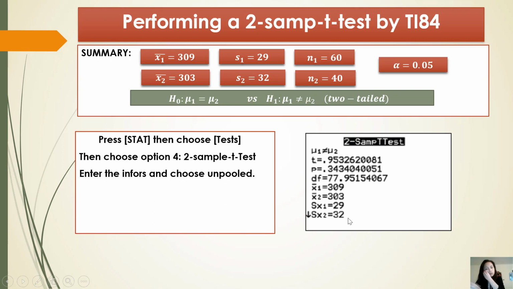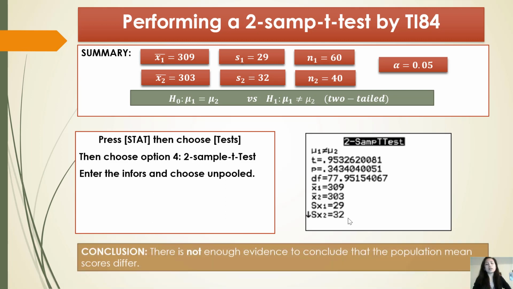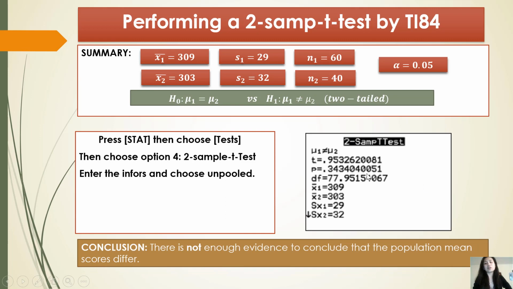You can scroll all the way down for more statistics. And because the p-value here, p equal to 0.3434, is greater than 0.05, we do not reject the null hypothesis. That means there is not enough evidence to conclude that the population mean scores differ.